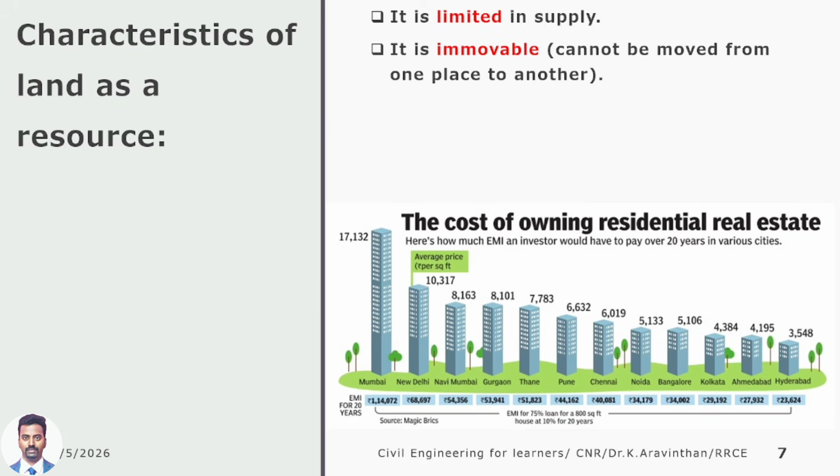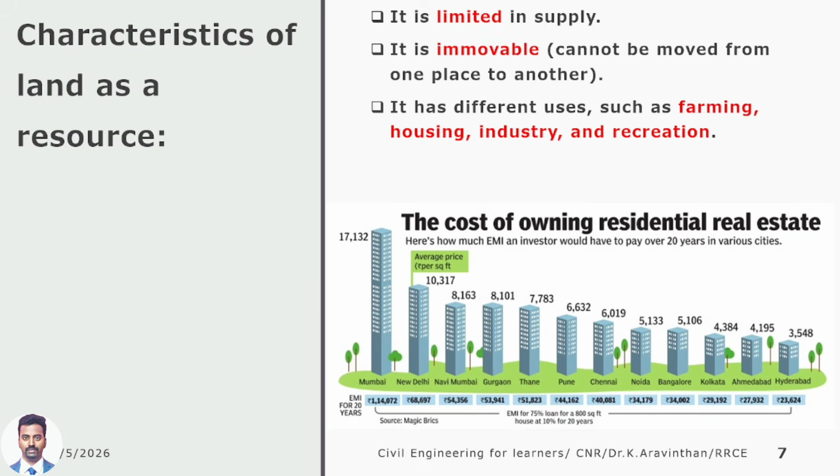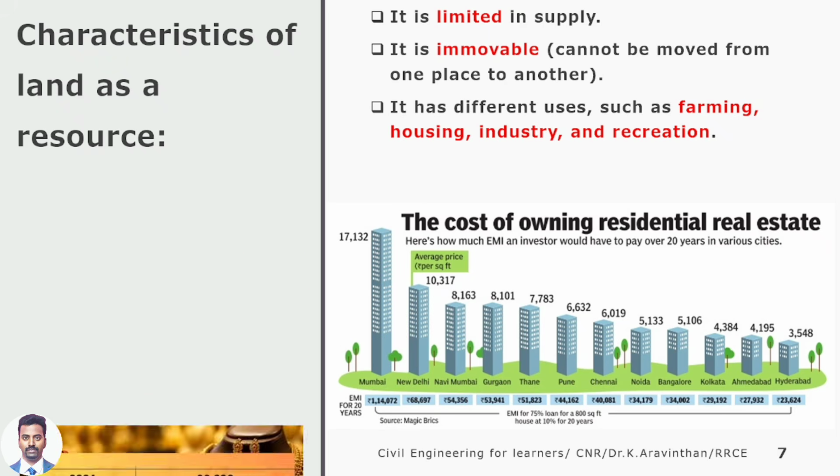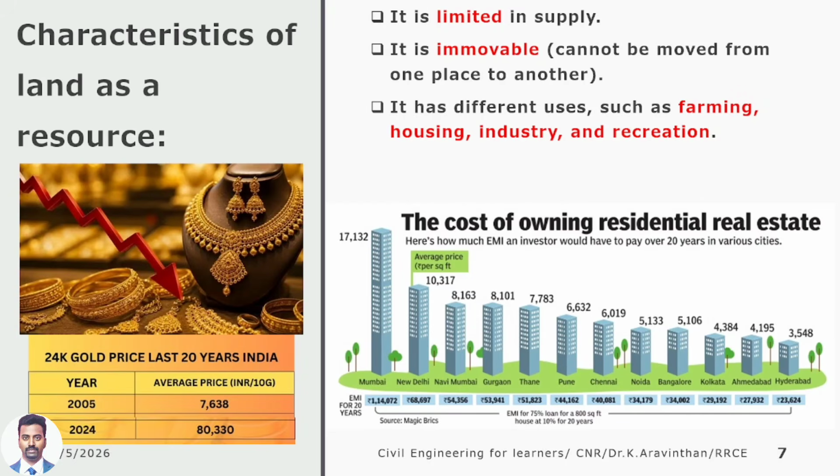Since it is immovable, it cannot be moved from one place to another. It has different uses such as farming, housing, industry and recreation. Certain lands are being split for farming and for urban industries, etc. And you can see metals. These metals raise the price according to their availability.